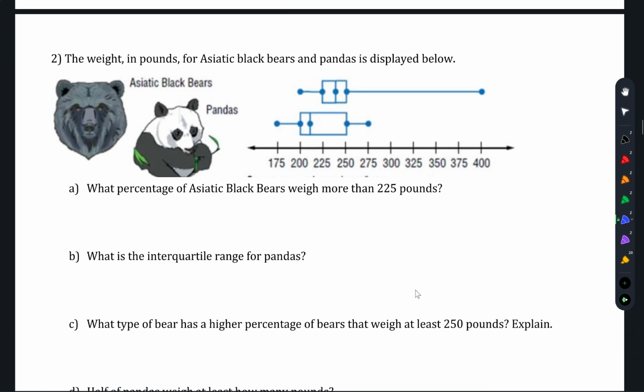All right. Now we are going to do 2 box and whisker plots in one. I would really appreciate your participation in this part. On top is a box and whisker plot for the weight of these Asiatic black bears. And on the bottom is a box and whisker for the weight of pandas. So for letter A, what percentage of Asiatic black bears, the graph on the top, weigh more than 225 pounds? Here's 225 right here. What percent weighs more than that?